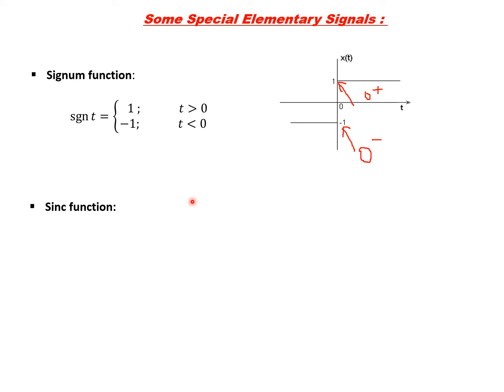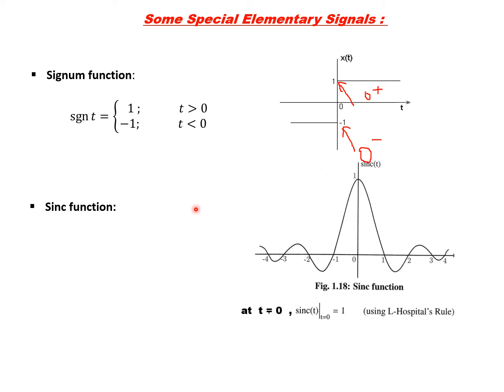The next function is the sinc function, a special function which looks like a sine or cosine wave, but not quite, because its amplitude is 1 when the horizontal parameter is 0. As the horizontal parameter increases, its value keeps on changing like a sine function with decreasing amplitude.